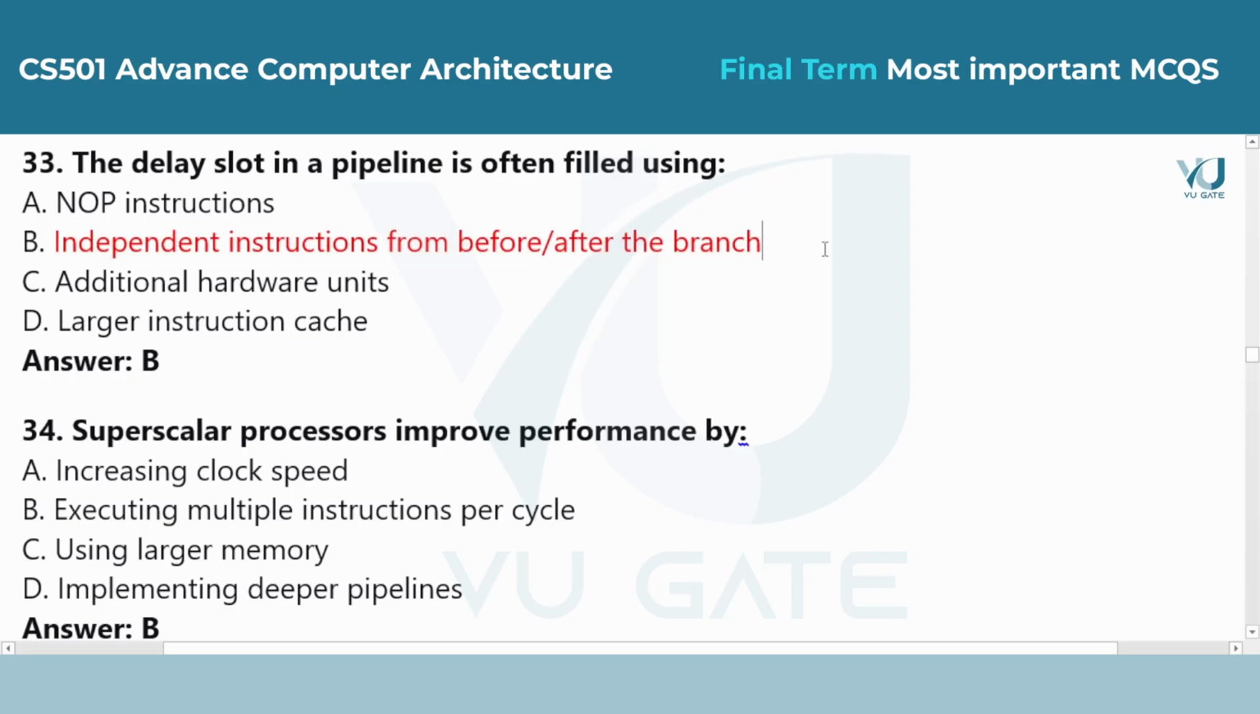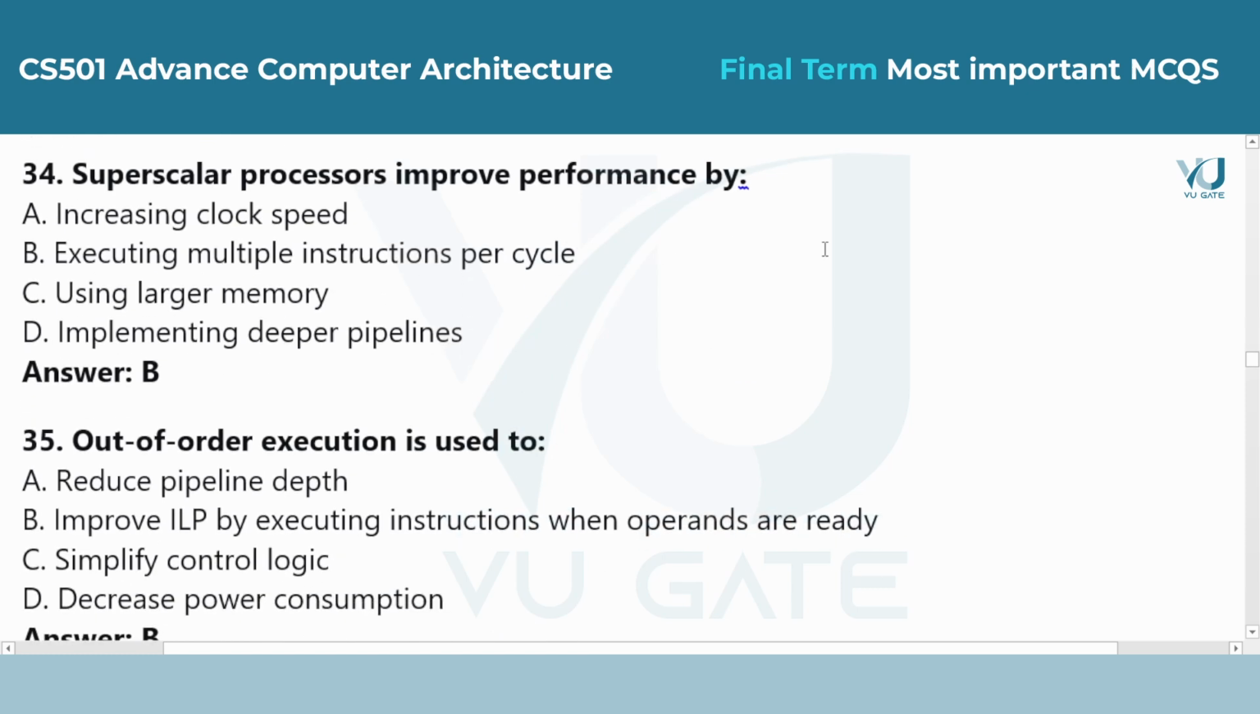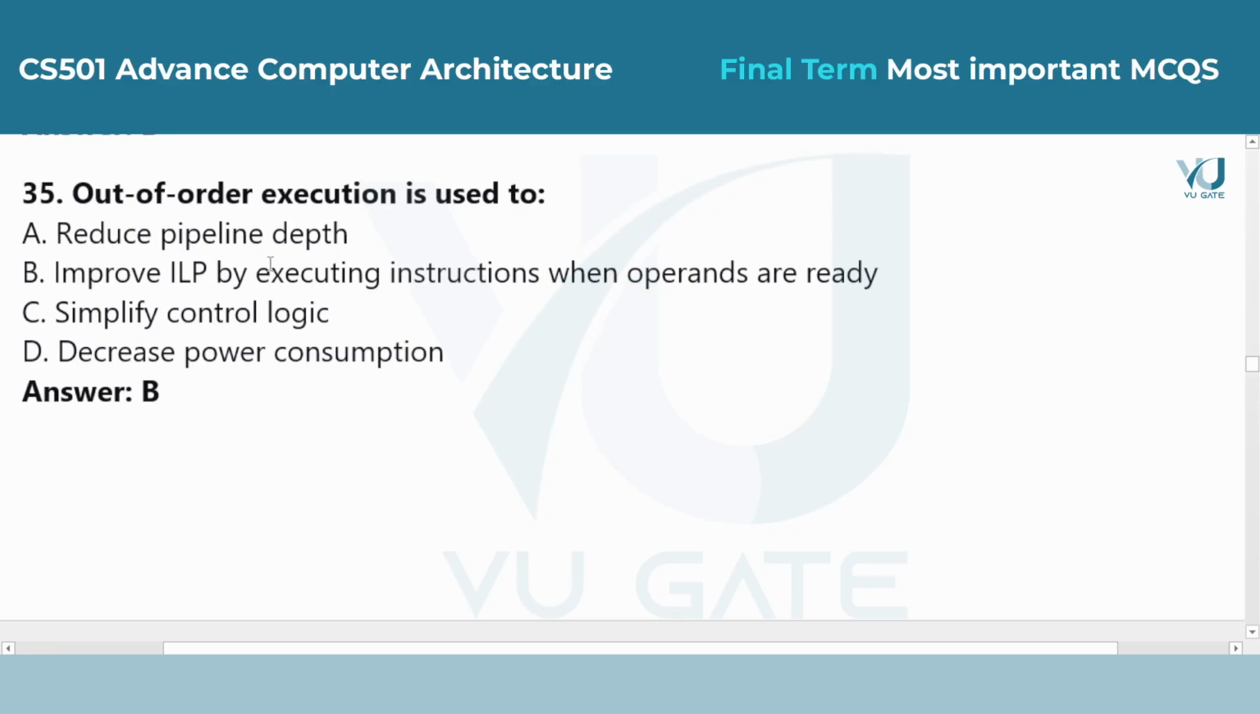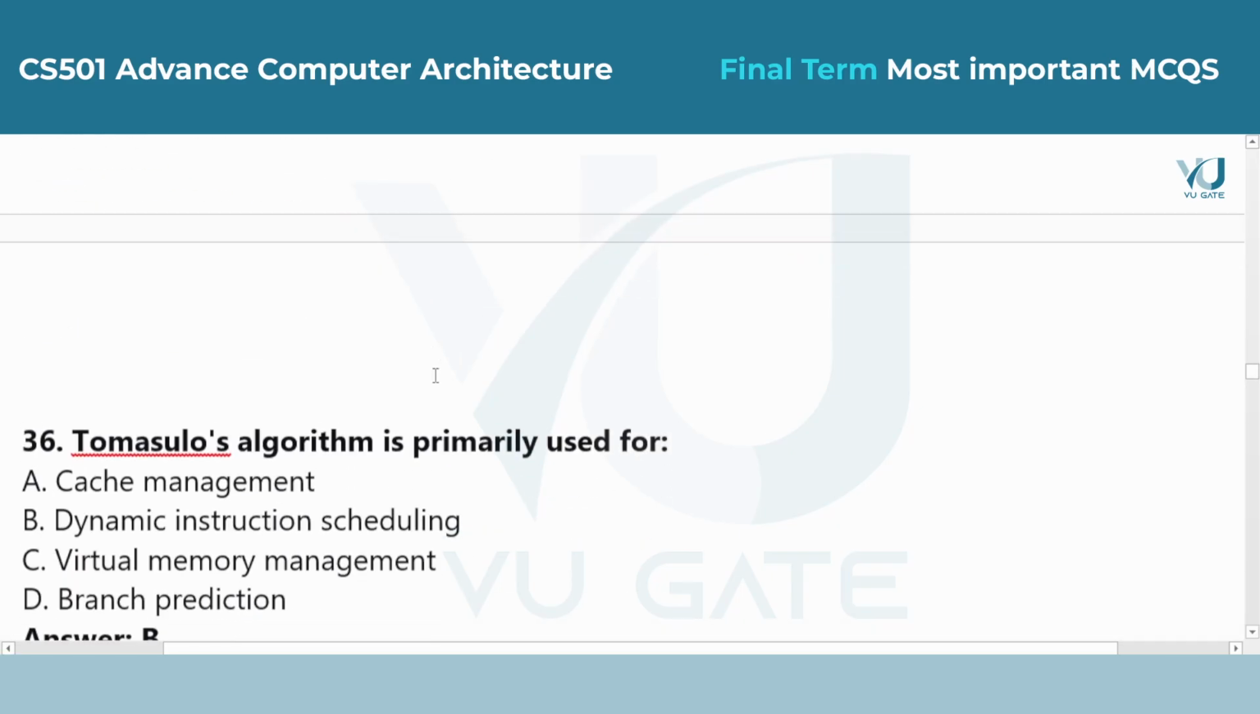34. Question: superscalar processors improve performance by? Answer: B, executing multiple instructions per cycle. Concept: these processors have multiple execution units, allowing them to handle more than one instruction at a time. 35. Question: out-of-order execution is used to? Answer: B, improve ILP by executing instructions when operands are ready. Concept: it prevents a stalled instruction from blocking later instructions that are ready to run.